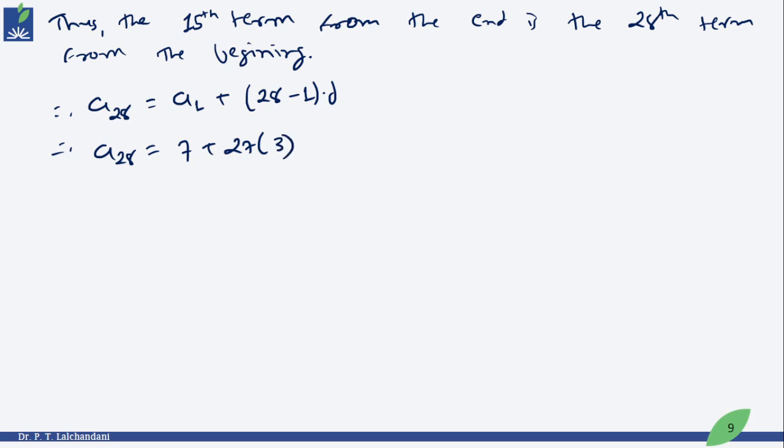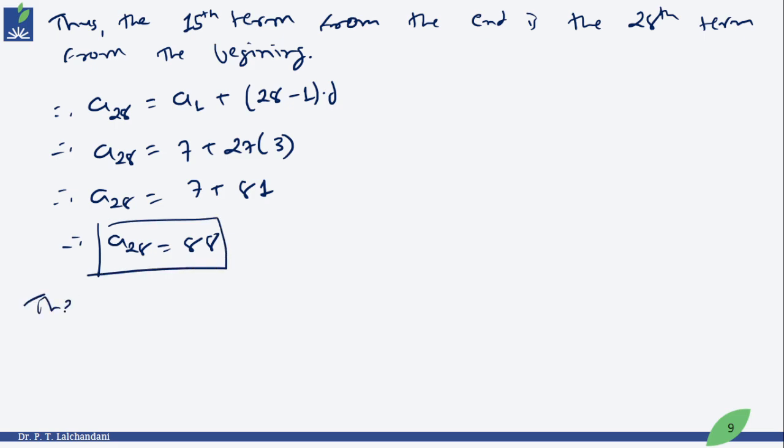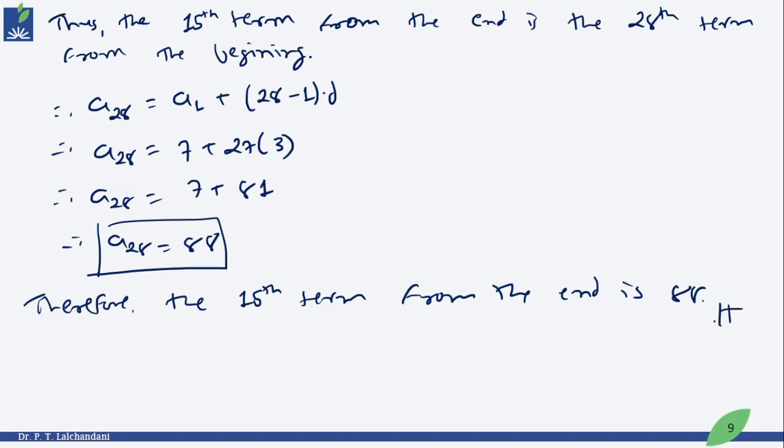So now let us simplify this. 27 into 3, right? So therefore A28 is equal to 7 plus 27 into 3, that is 81, and 81 plus 7, that is 88. Okay. So therefore the 15th term from the end is 88, and this is your answer.